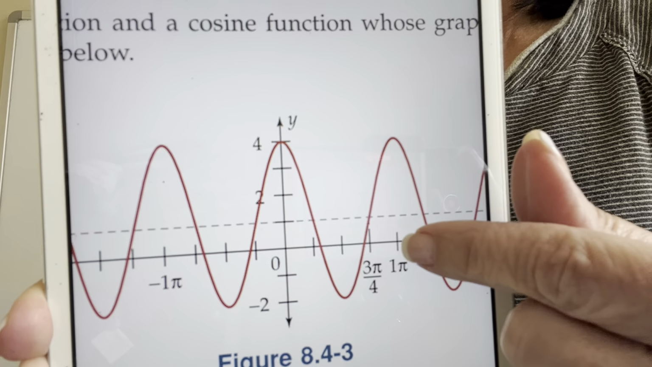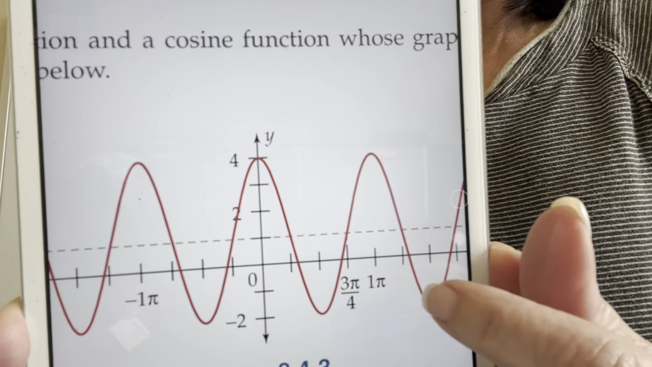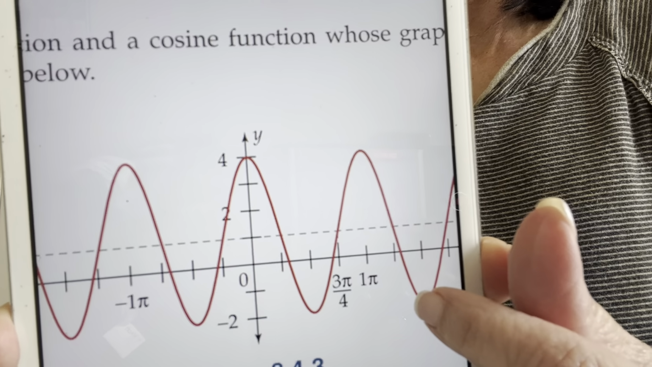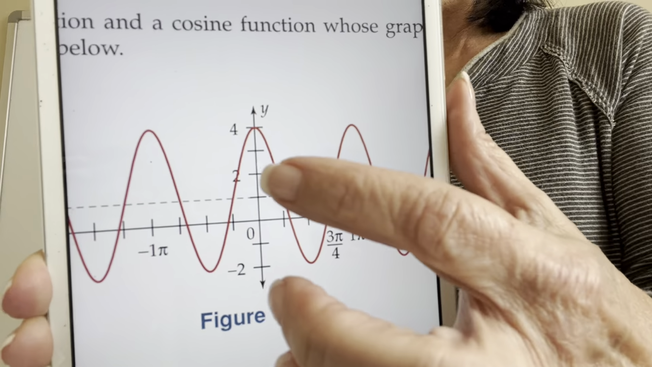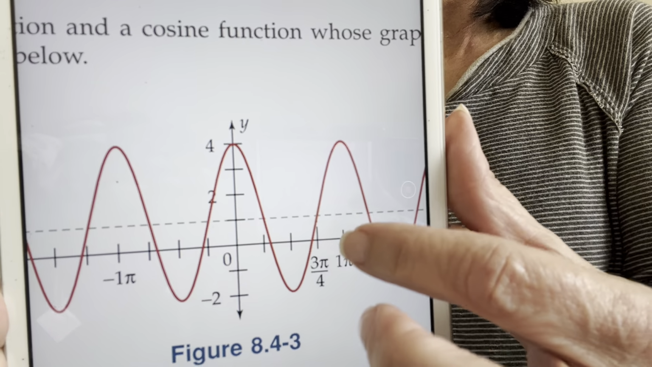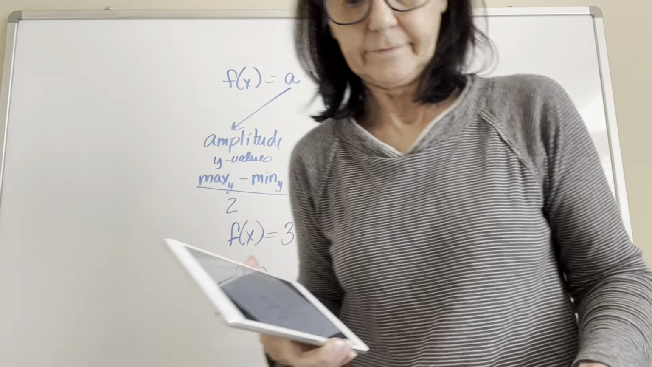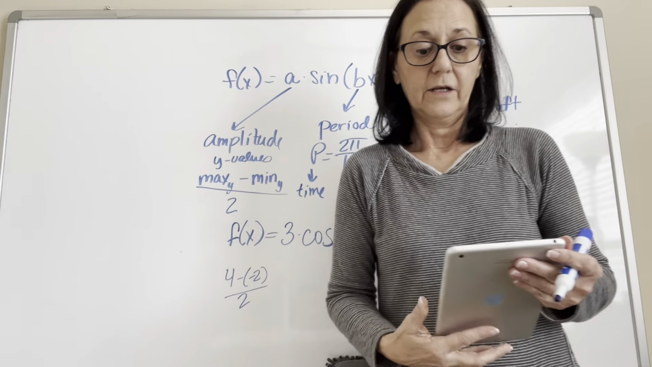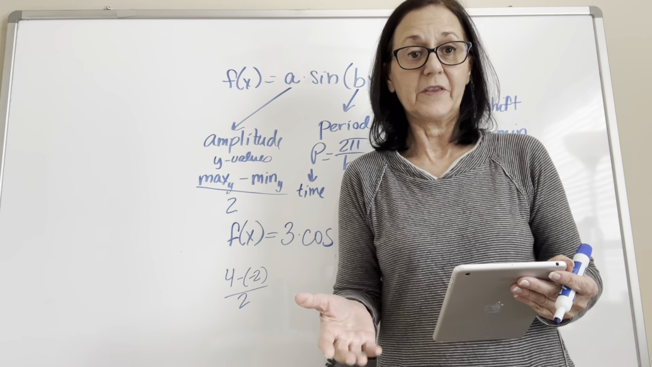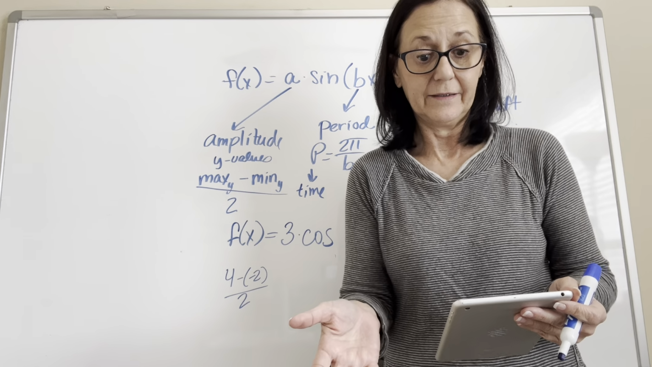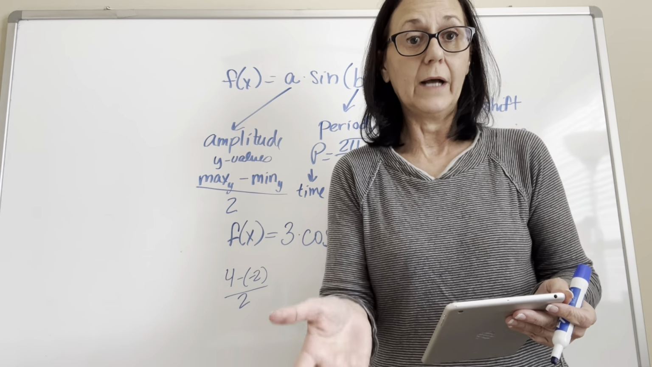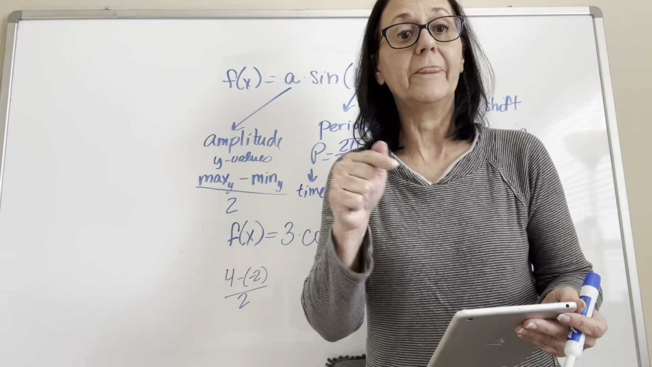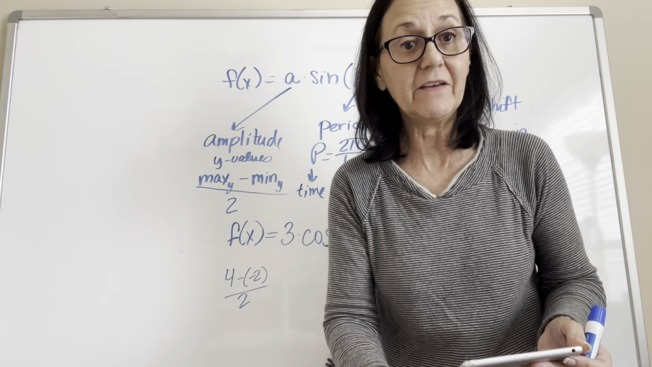So that distance is pi. I could go bottom to bottom, right? But to me, it was easier to go here to here because it was just pi. So what does that tell me? That tells me the period is pi. It takes the distance of pi to complete one cycle. That does not give me the b value. I have to calculate the b value.